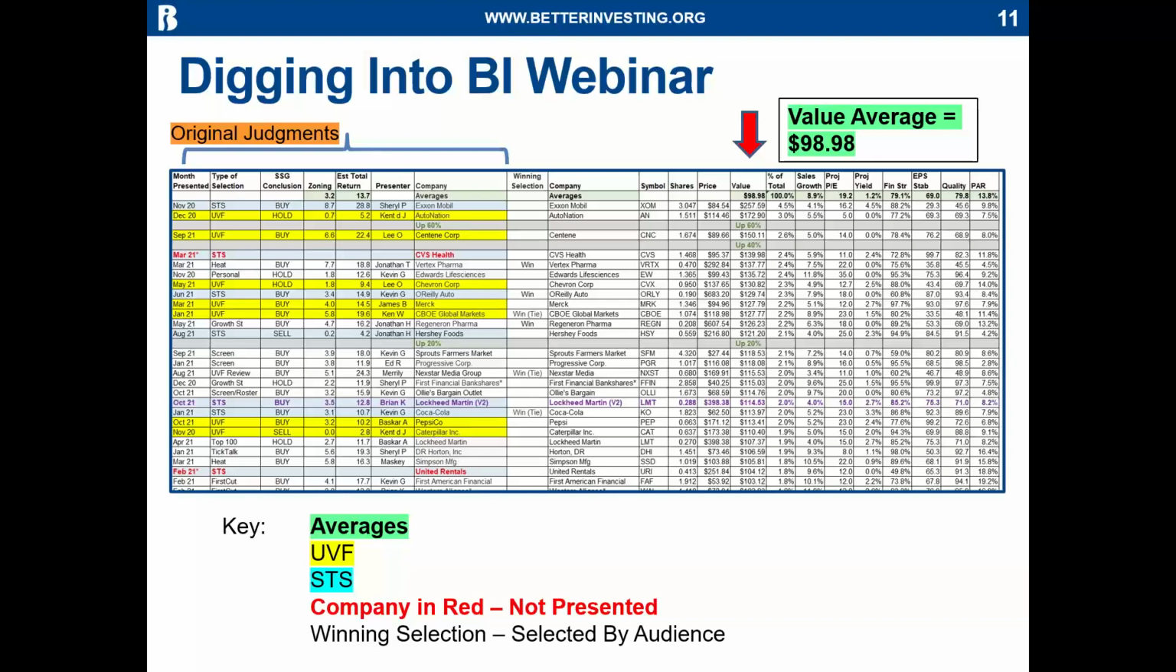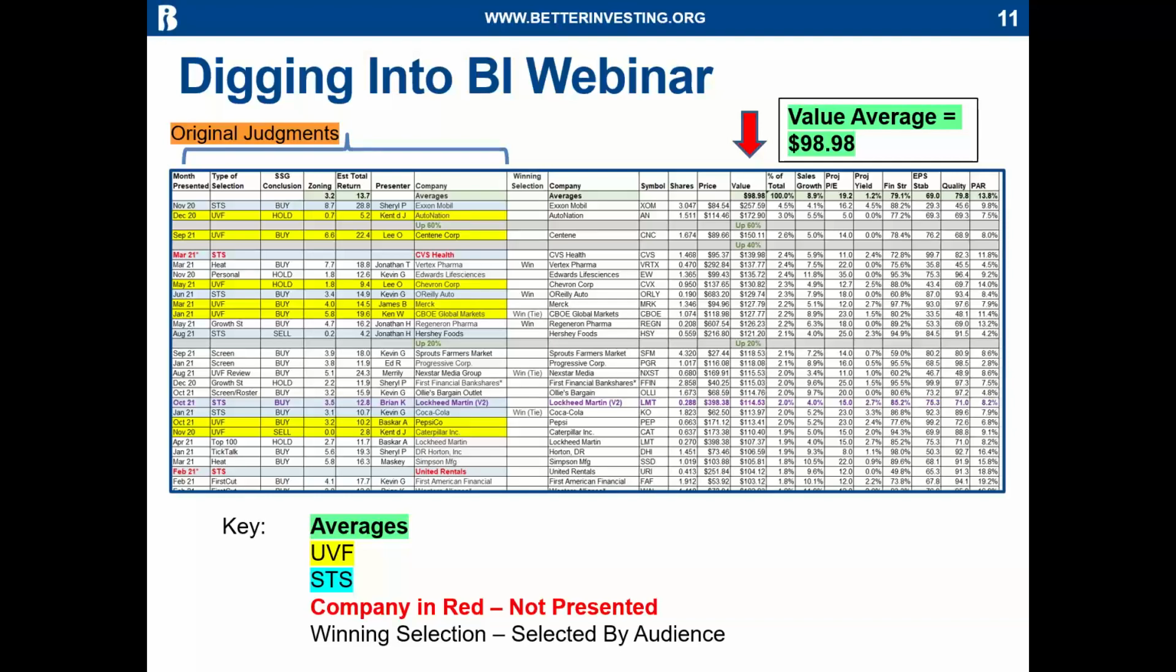What I've done is, over on the left-hand side are the original judgments for all the stocks that we presented through December 2021. You'd be able to see what type of stock it is, whether it was a stock to study, an undervalued feature, a heat map or what have you, the conclusion of buy, hold, or sell, what the zoning was on it, the total return that's in section 5, who the presenter was, and the stock itself.